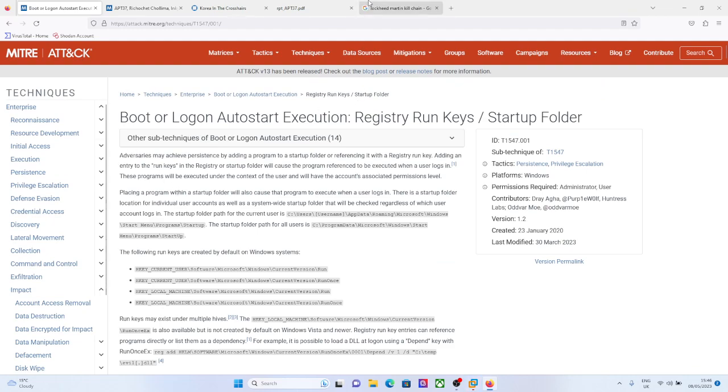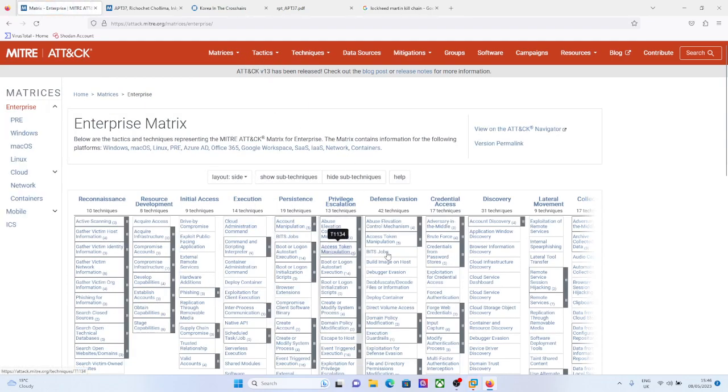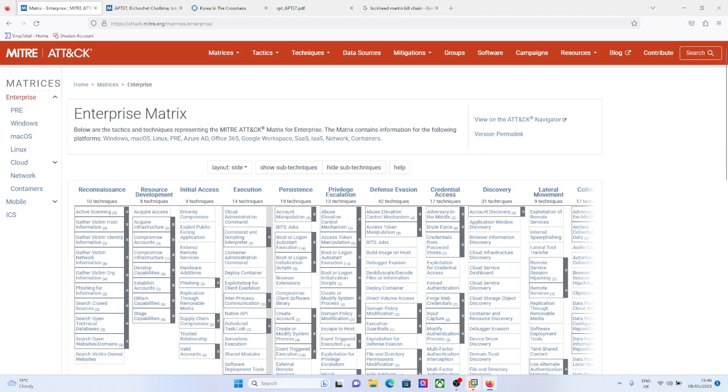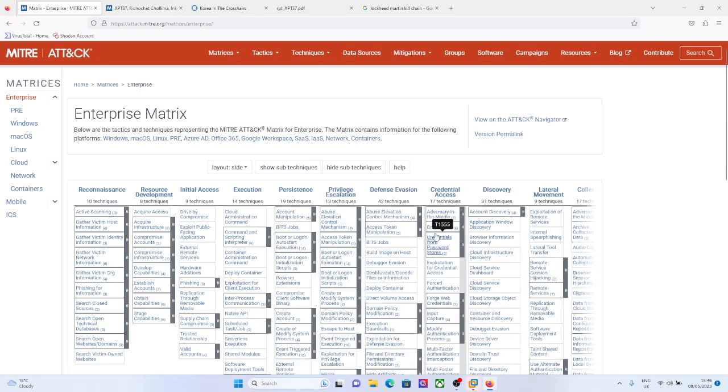So yeah, and also there is a good enterprise matrix here. You can take a detailed look by using this matrix. You can click and see the details and try to understand all the kill chain steps. For example, someone might choose this one and then this one, and you can model the flow.